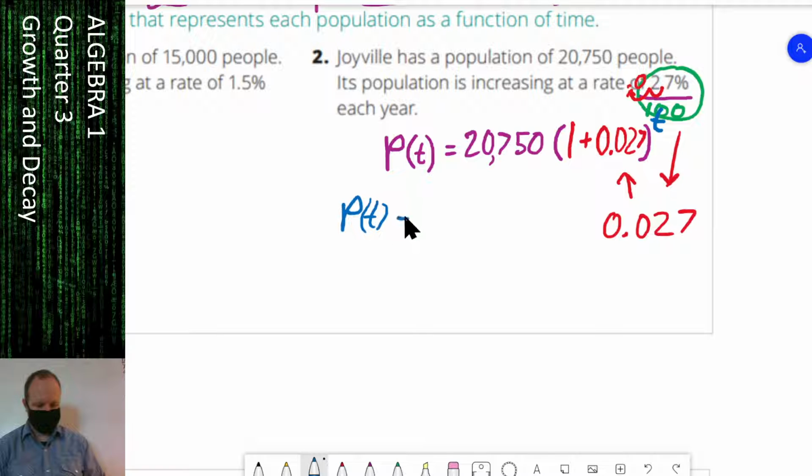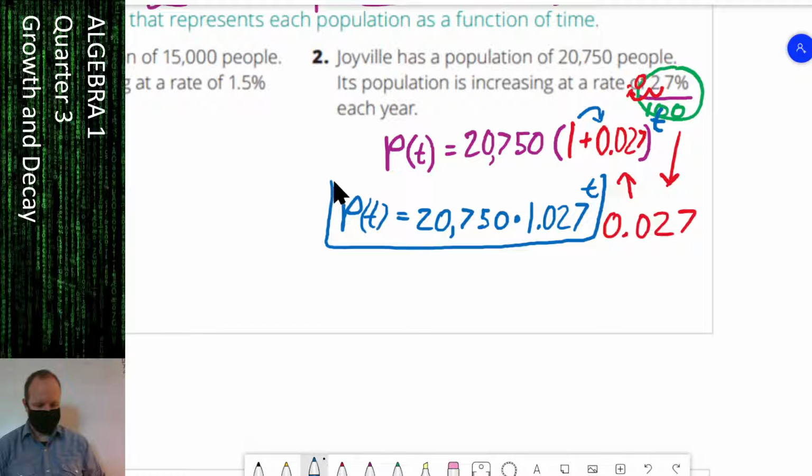Population as a function of time starts with that 20,750. And then we're going to multiply it. When we add these together, we're just going to put that 1 in place of the 0. It turns into 1.027. And what do we raise it to? Kind of hard to see over here, but we had a t above it. Keep that number raised to the t.